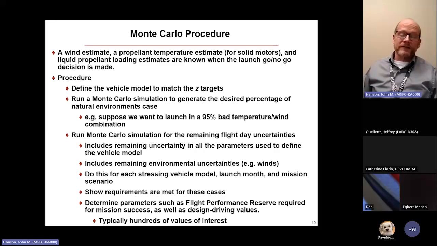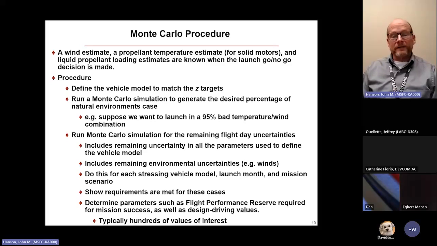So let's say we're launching the sluggish vehicle. Well, typically for us, February is the most stressing case because the temperatures are low, and the winds tend to vary more in the winter than the summer. And so you might say, well, I want to launch in a 95% bad case, which would mean any day in February I would be able to launch this vehicle model with a 95% likelihood.